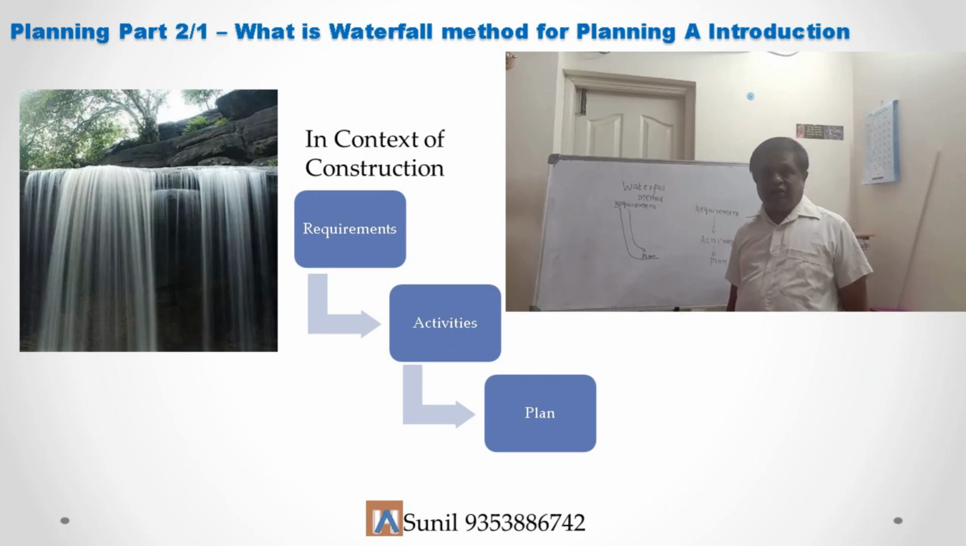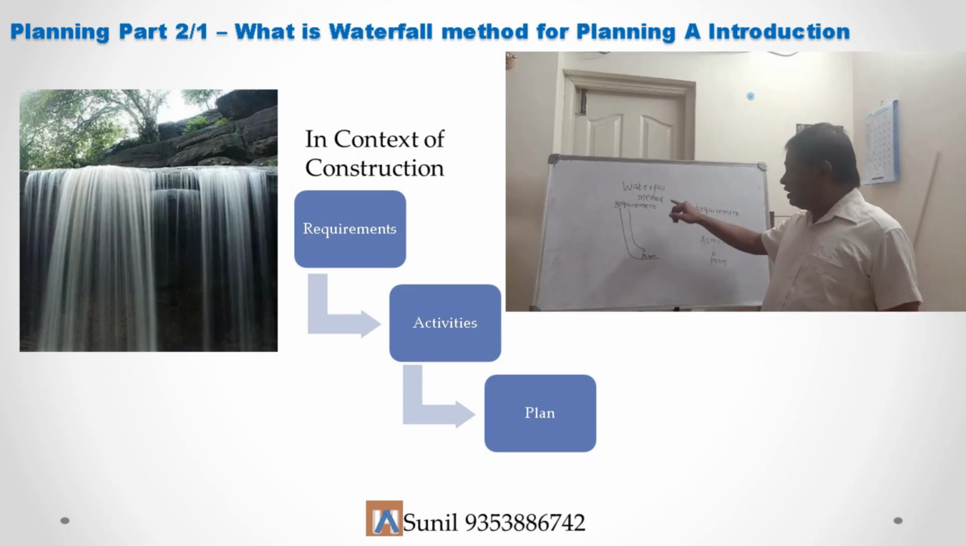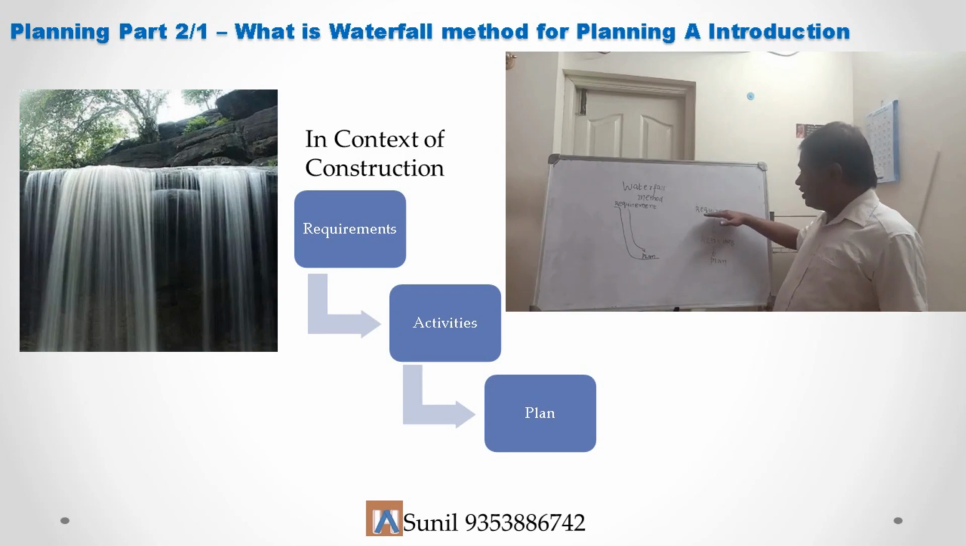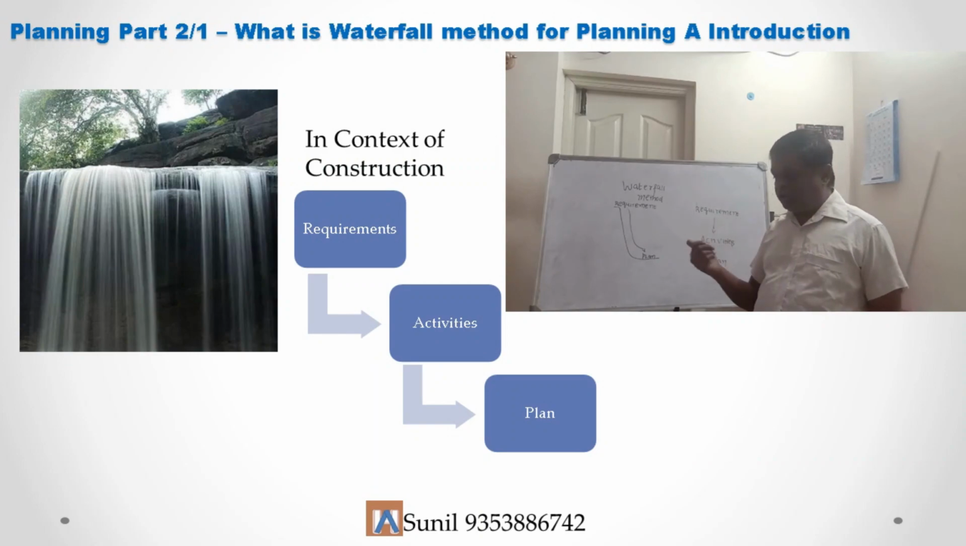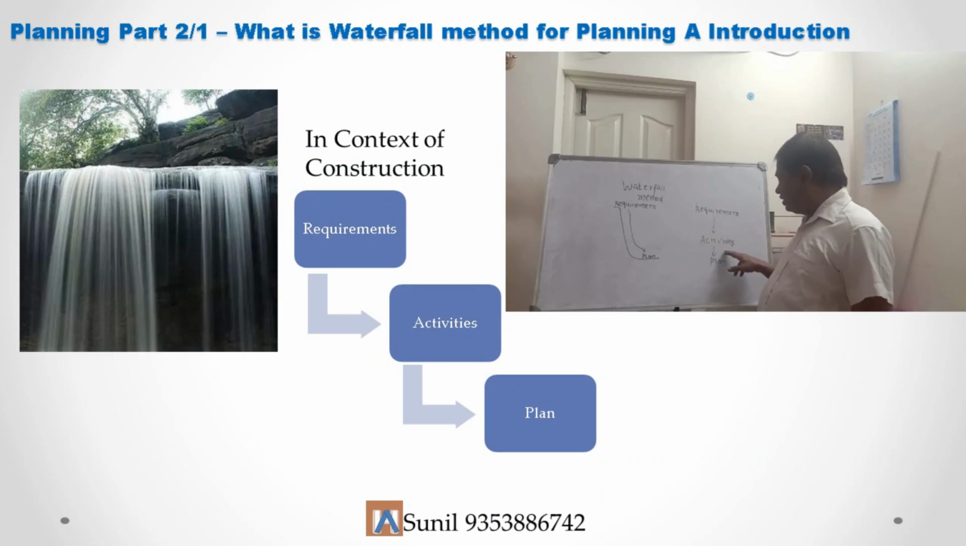They do planning at the beginning, and the sad and tragic part is that they forget the plan after some time and the plan goes awry. So in waterfall method, what happens is there is a requirement and that requirement is converted into a plan. So the first step is requirement, then you convert it into activities. Requirement, suppose a 3-story building, and then there will be activities involved in that, and then that is converted into a plan.